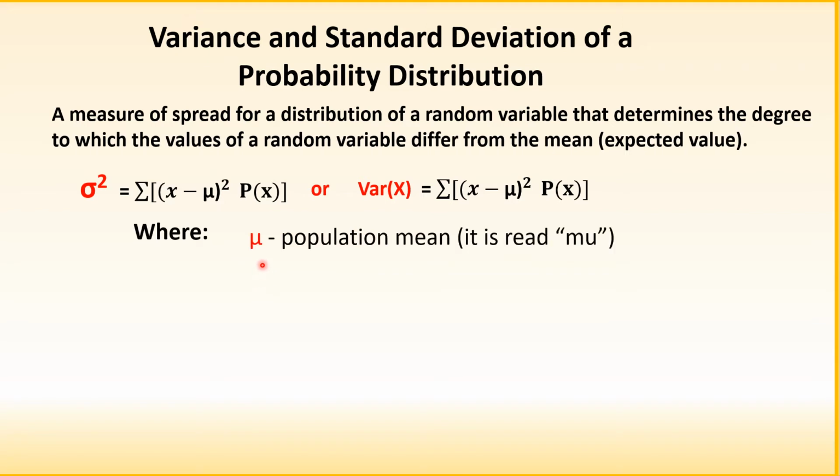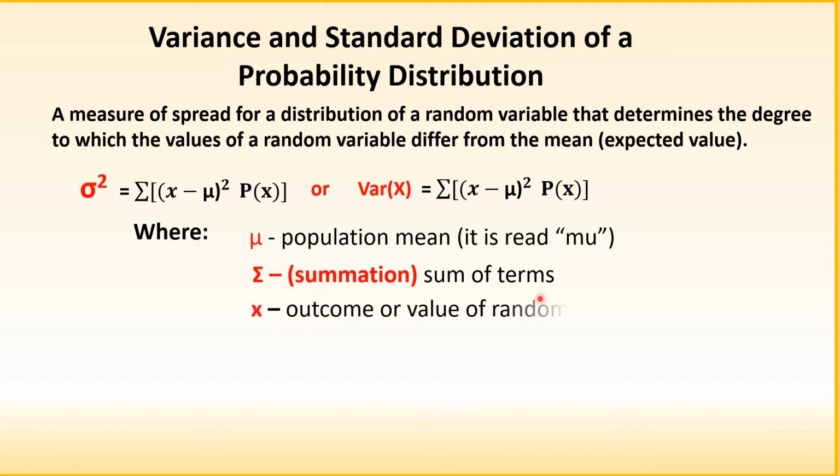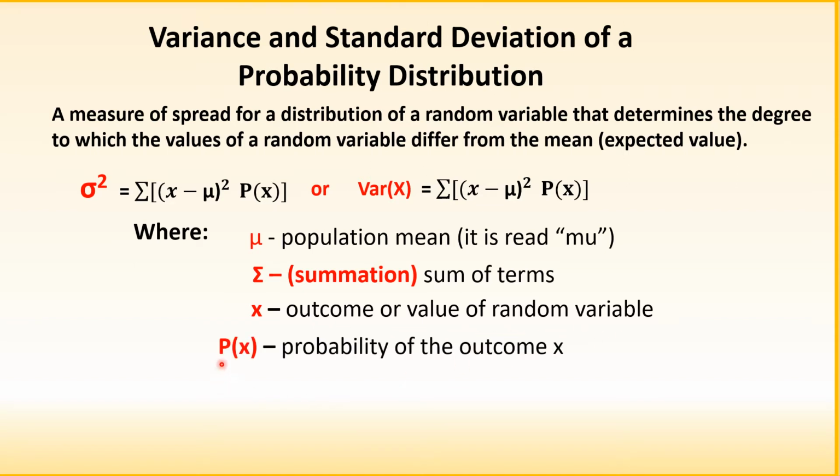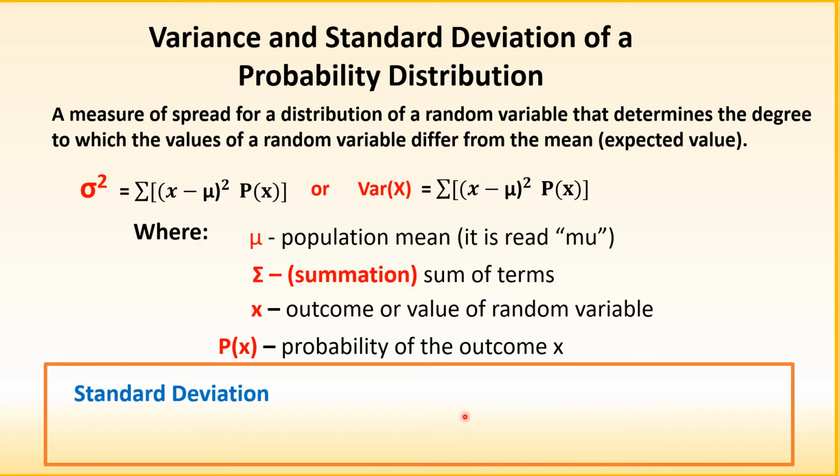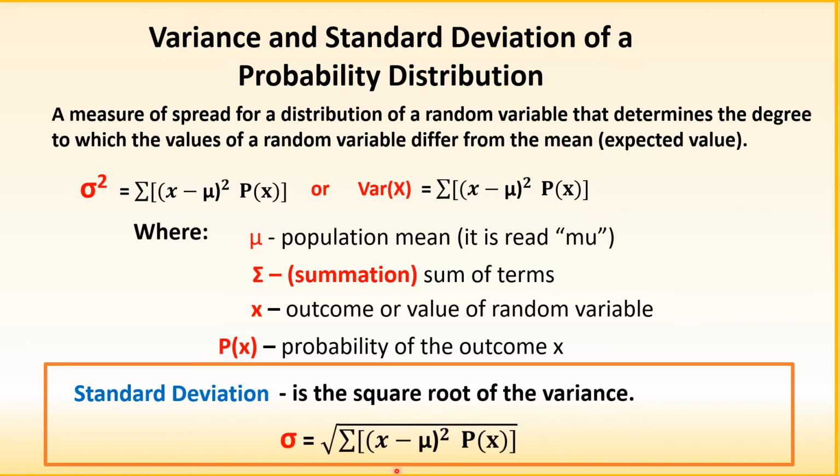We have in this symbol, population mean. So, we're going to read this as mu. And this one is summation, sum of terms. Small letter x, outcome or value of random variable. Px, that is probability of the outcome x. And the standard deviation is the square root of the variance. And this is the formula for the standard deviation.